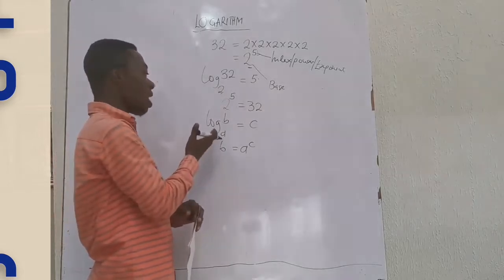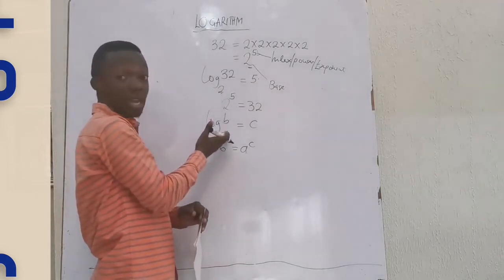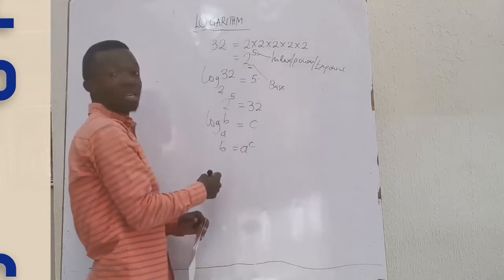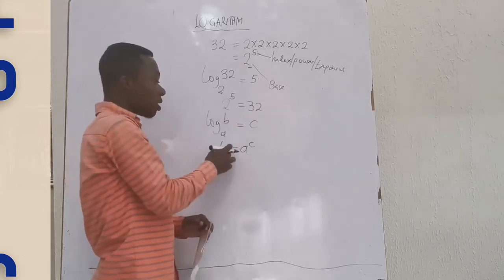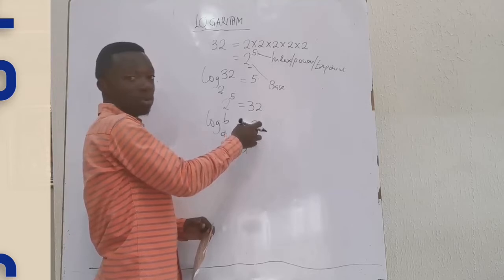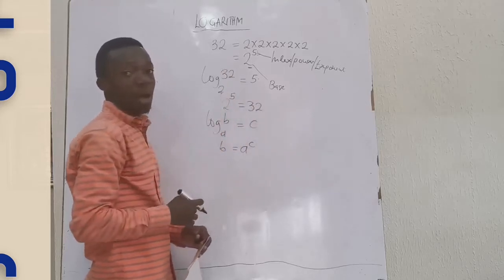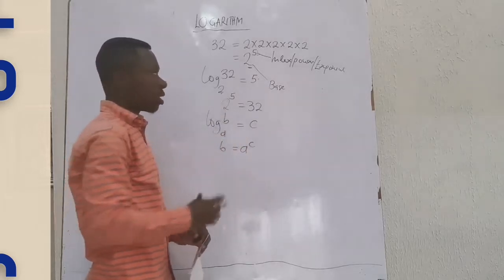We have said that if I have log b to the base of a, we are saying that it's equal to c. And if I want to write this in index form, b will be equal to a to the power of c, because the base a carries the power, which is c. And that's what we have done here.